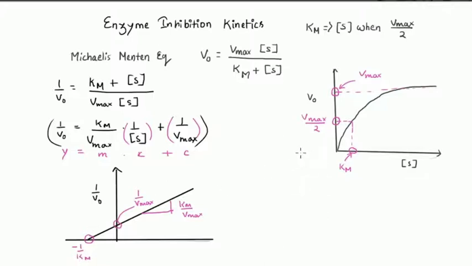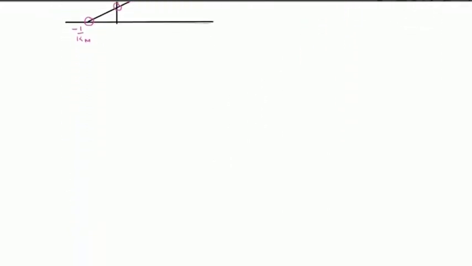Now we can use these two formats or these two graphs to understand enzyme inhibition kinetics as well. But first of all, let's look into the various types of enzyme inhibition that occur. So the first type is called competitive inhibition.